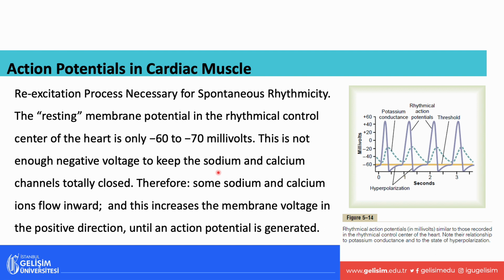The cells in the rhythmical control center of the heart have a resting membrane potential that is not negative enough to keep all the sodium and calcium channels closed. This means that some sodium and calcium ions can flow into the cell, causing the membrane voltage to become more positive. When the membrane voltage becomes positive enough, the action potential is generated, which is necessary for the heart to beat. This process is called the re-excitation process, and it allows the cells in the heart to generate their own electrical impulse and maintain a spontaneous rhythm.